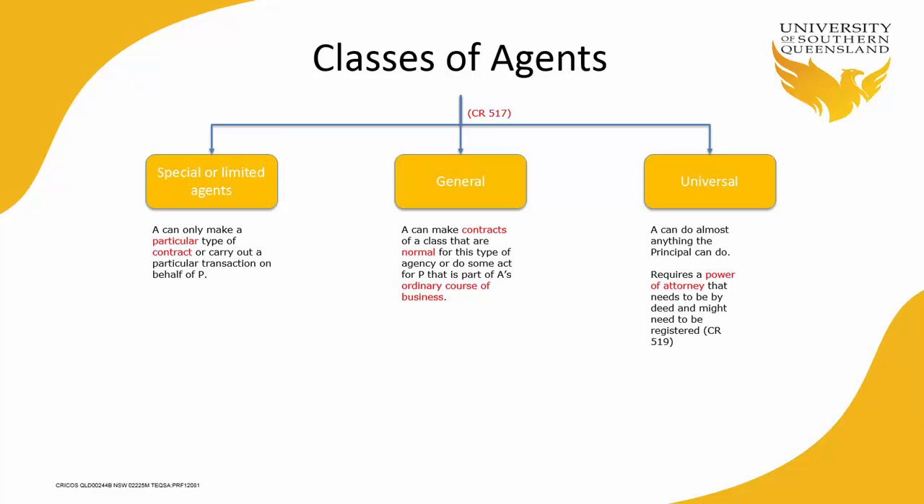There's also a class called a universal agent. So here the agent can do almost anything that the principal can do, and as you'll find on page 518, this would require something called power of attorney. So there needs to be a deed basically to give this power to the agent, and it might need to be also registered.